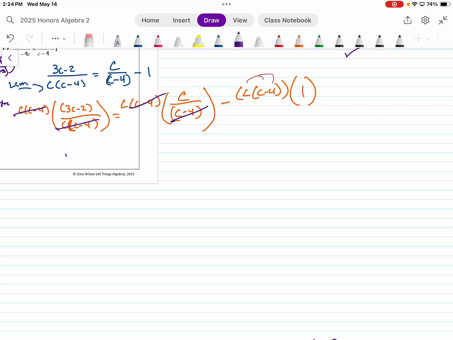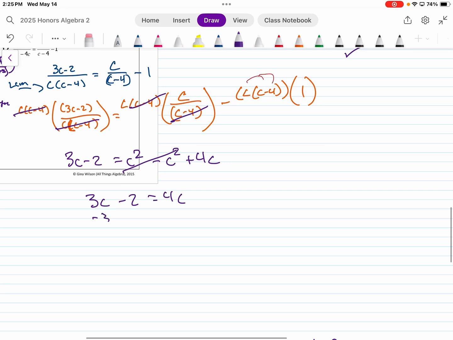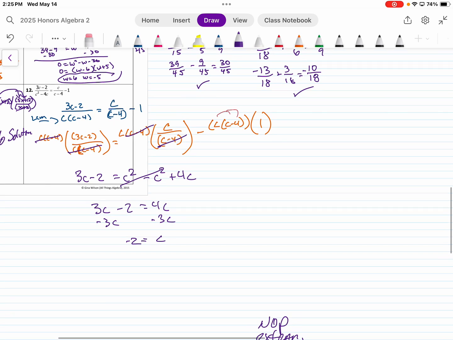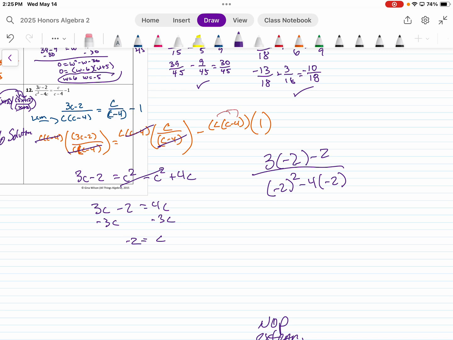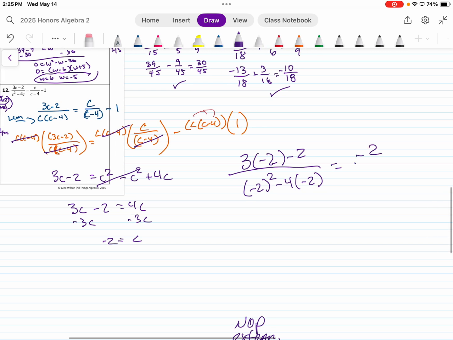All right. So 3c minus 2 equals c squared, and then it is a minus c squared plus 4c. Cancels. 3c minus 2 equals 4c, minus 3c, minus 3c. C is equal to negative 2. Then I got to check 3 times negative 2 minus 2 over negative 2 squared minus 4 times negative 2 equals negative 2 over negative 2 minus 4 minus 1.